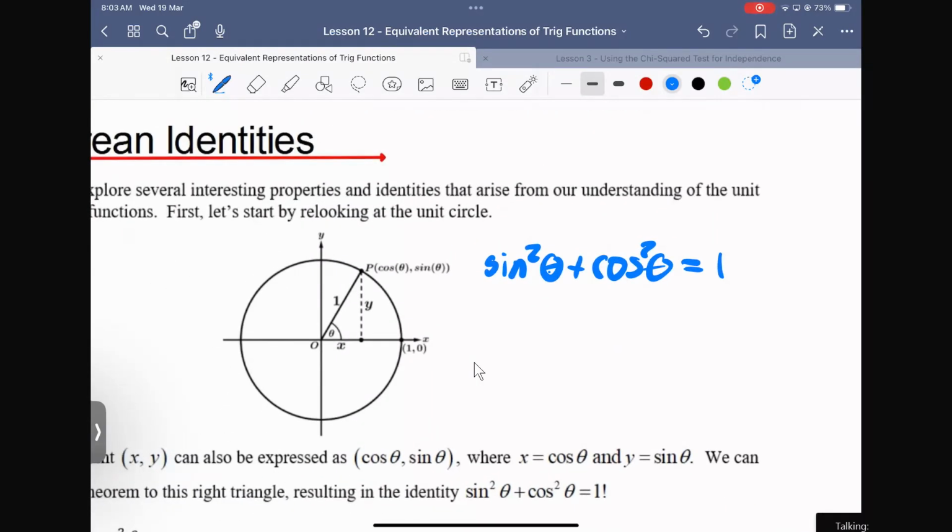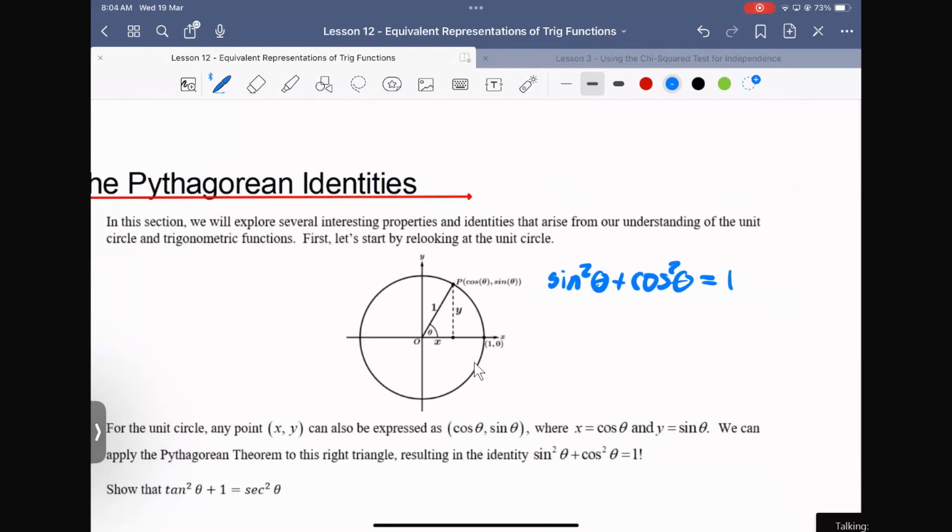And this gives us a very useful formula. It's called the Pythagorean identity. It's your formula number 1. You're going to have about 7 or 8 formulas to memorize today. So here is the Pythagorean identity.